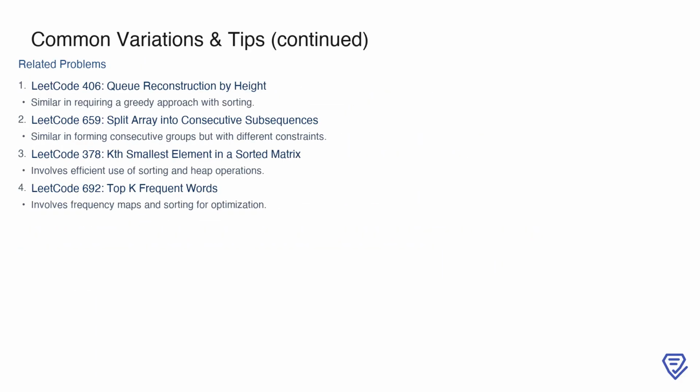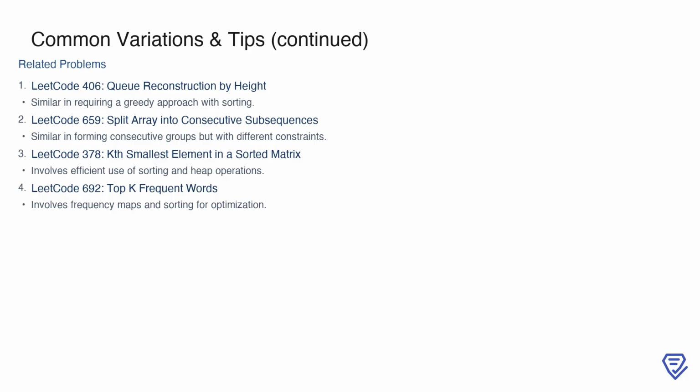Next, let's connect this problem to other related questions you might encounter. For example, LeetCode 406, Queue Reconstruction by Height, also relies on a greedy approach combined with sorting. Then there's LeetCode 659, Split Array into Consecutive Subsequences, which shares a similar goal of forming consecutive groups but introduces different constraints to work with.